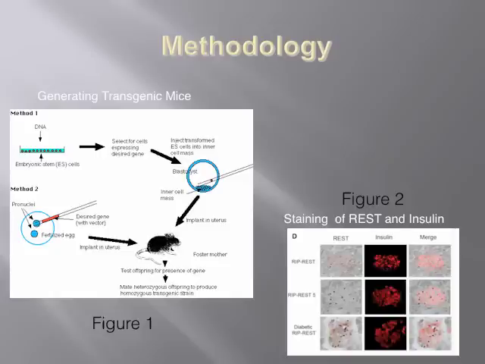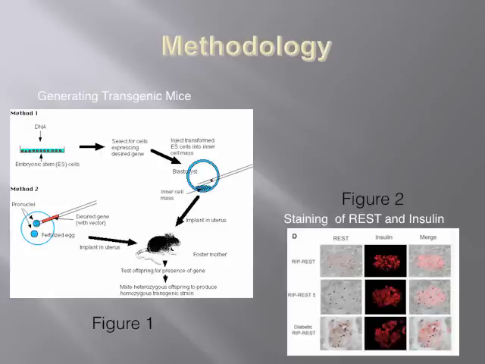Earlier, it was discovered that REST targets are essential in insulin exocytosis. In this experiment, mice with a high level of REST were generated. This silenced the transcription of anti-apoptosis genes. A low level of insulin was produced, which indicated high levels of cell death.